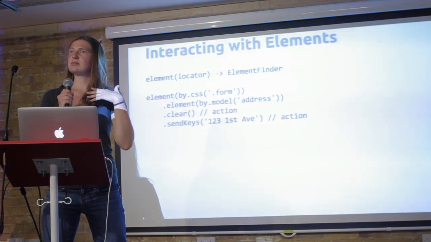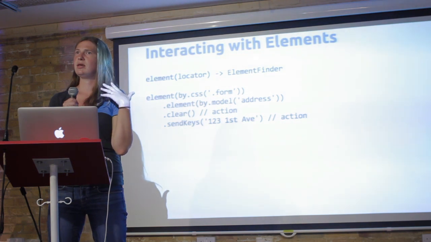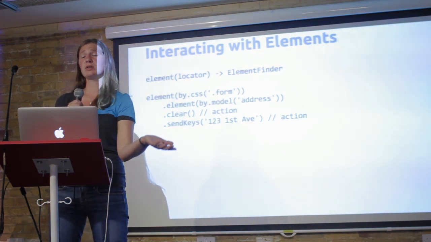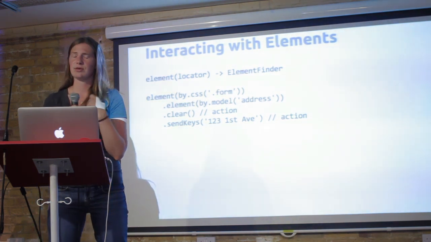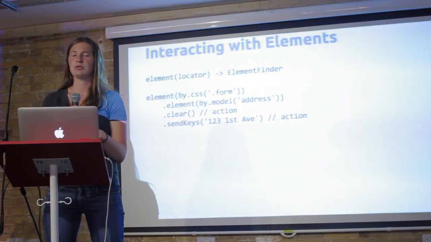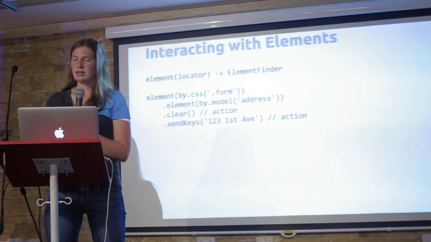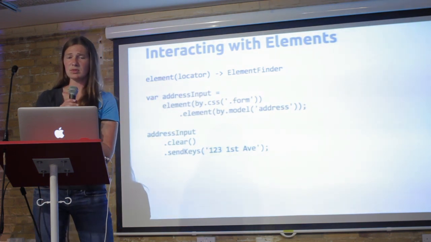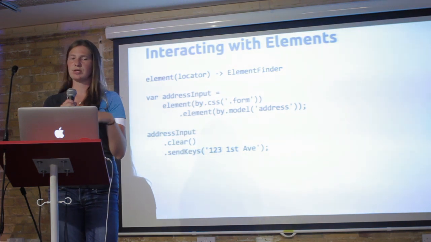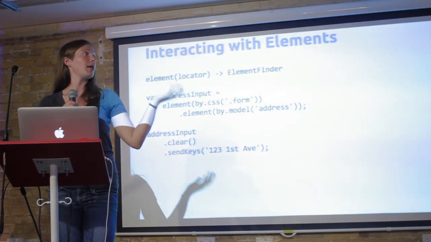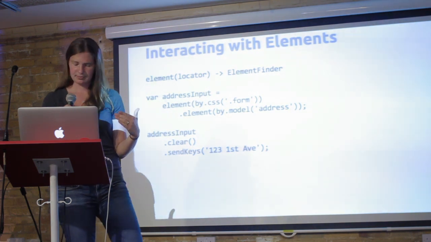We call these actions, things you actually perform with the element. So this would be either sending data to it, clearing, or sending keys, or clicking on it, or getting data back from it, finding the text value, or getting the value of an attribute. And the way that the element finder works is you can separate these. So you can assign this element finder to a variable like address input, and then later go ahead and use it to actually send actions.